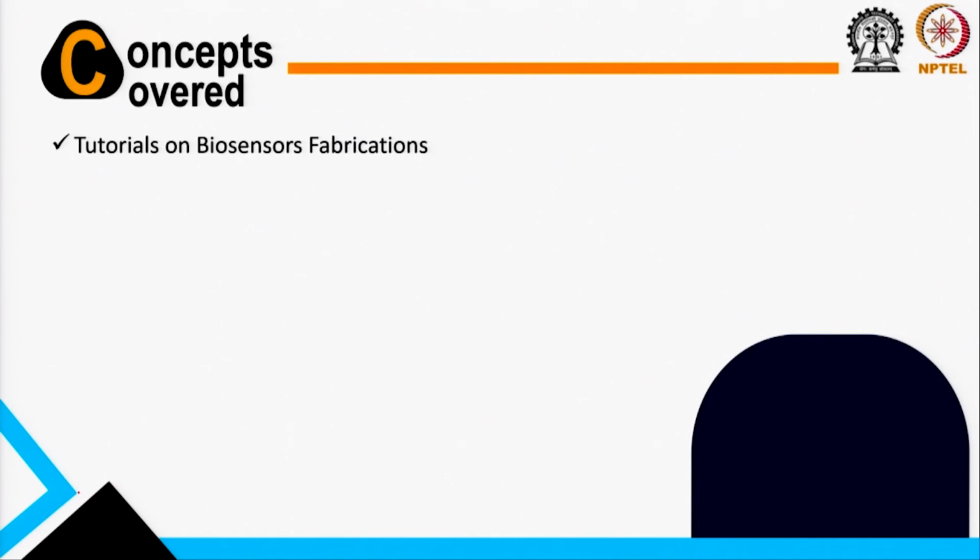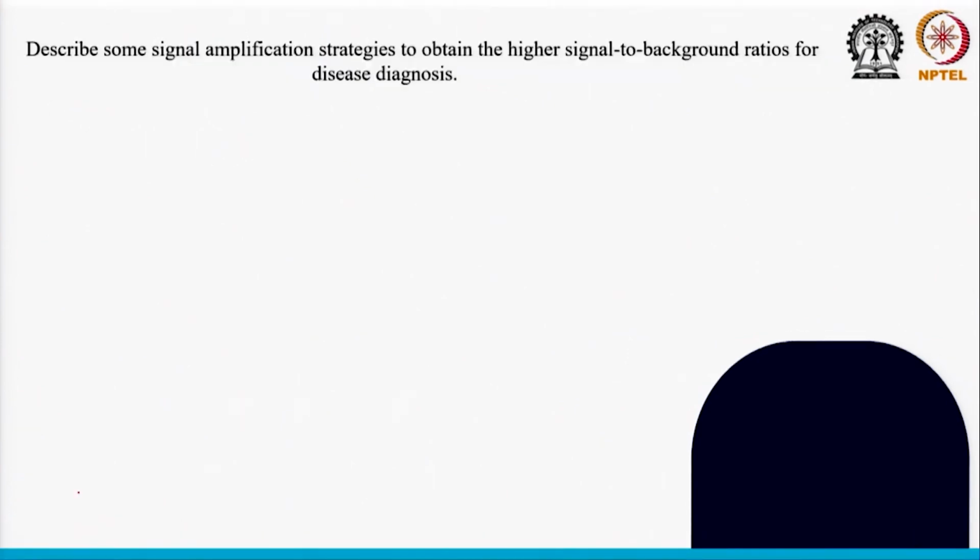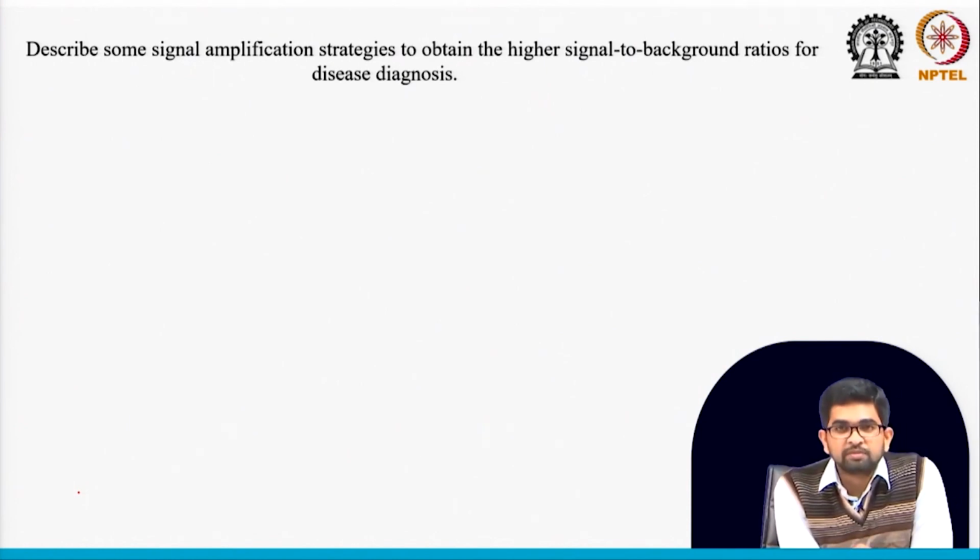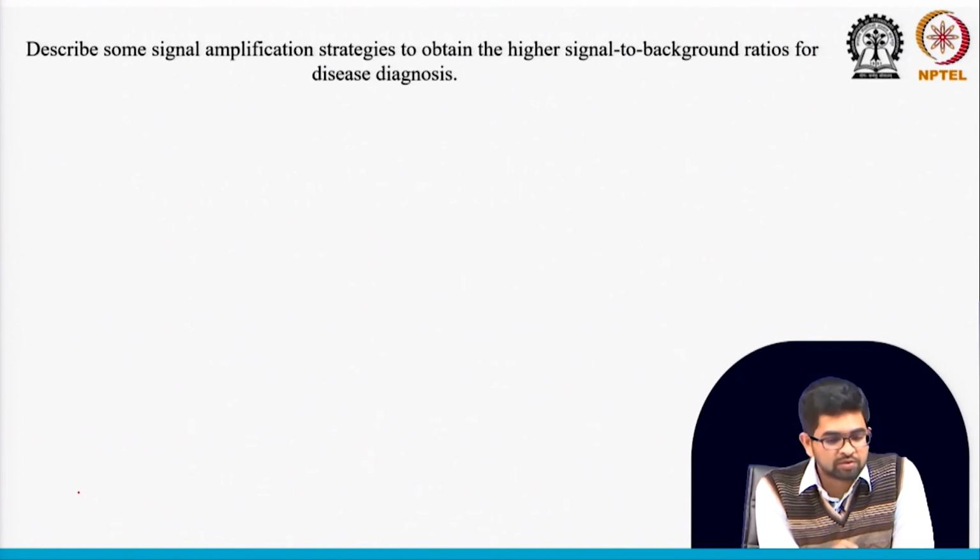So that's why today's main concept that I will cover is some basic tutorial problems, and then we try to solve them in different ways. Whatever I taught until now, let's summarize everything in a single slide so that you can solve these basic issues. Let's see. So the first question for today: describe some signal amplification strategies to obtain a higher signal to background ratio for disease diagnosis. When this kind of question comes, how will you start to solve it?